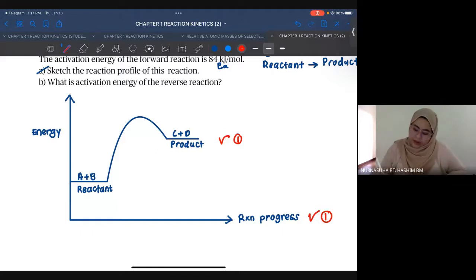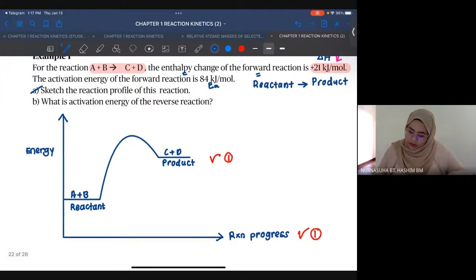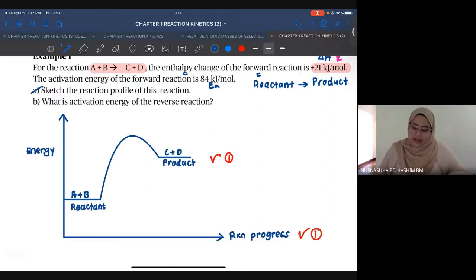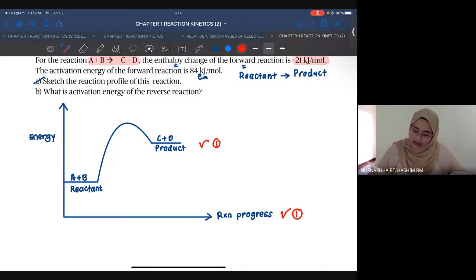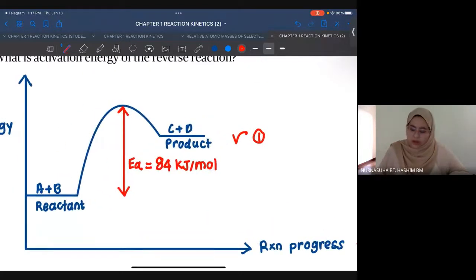Okay, next apa lagi info yang dia bagi ya? Dia bagi activation energy, EA. Okay, EA adalah daripada energy of the reactant up until the peak. Up until transition state. So label dekat situ EA. Don't forget to include the value as well. 84 kilojoule per mole. Okay, so dalam example kena masukkan value lah.